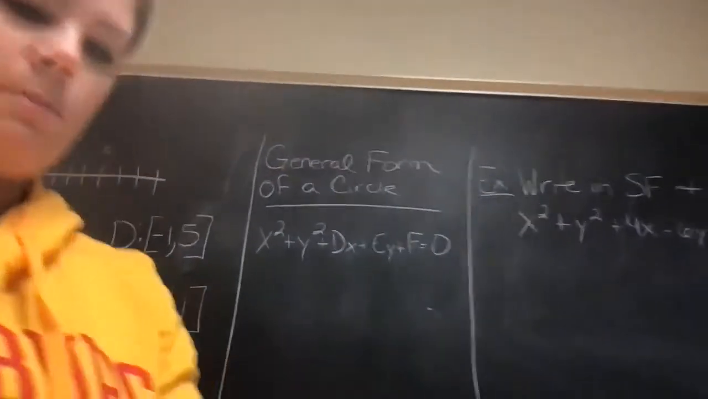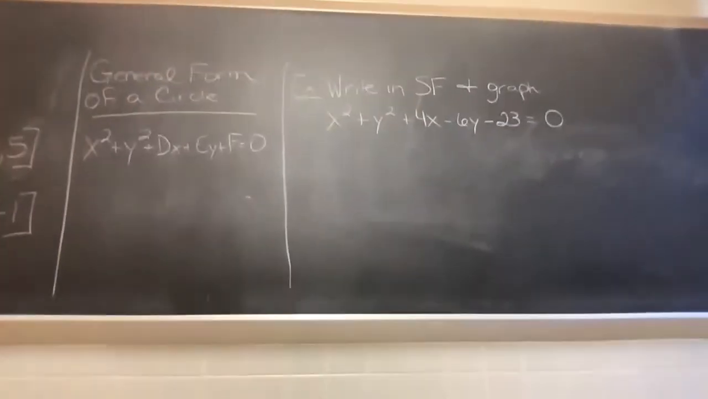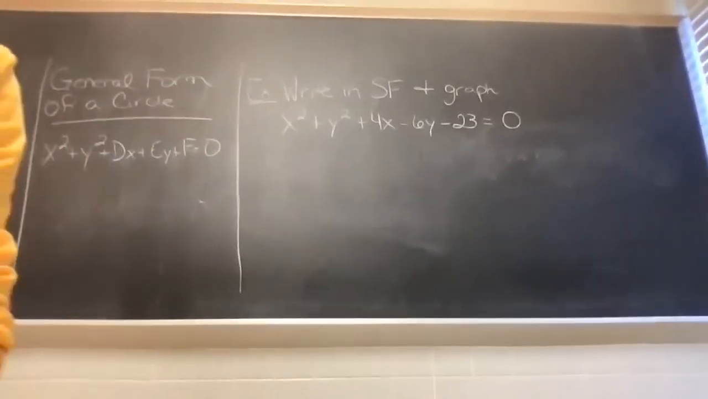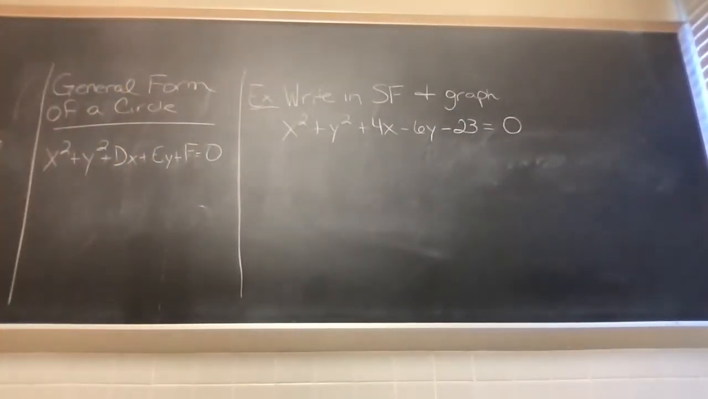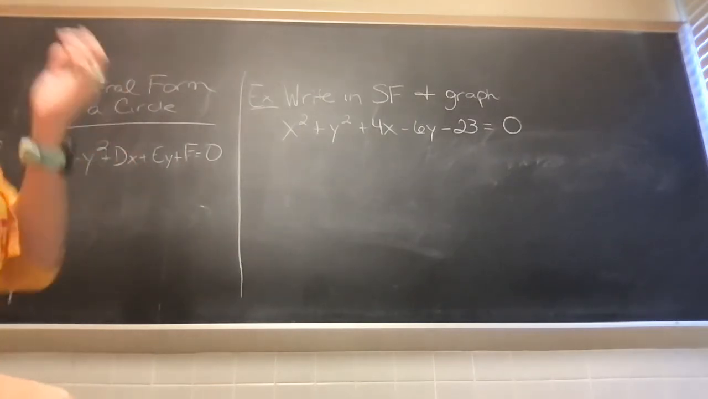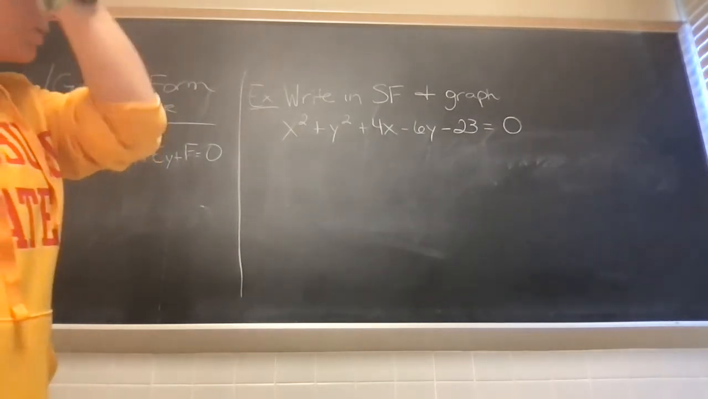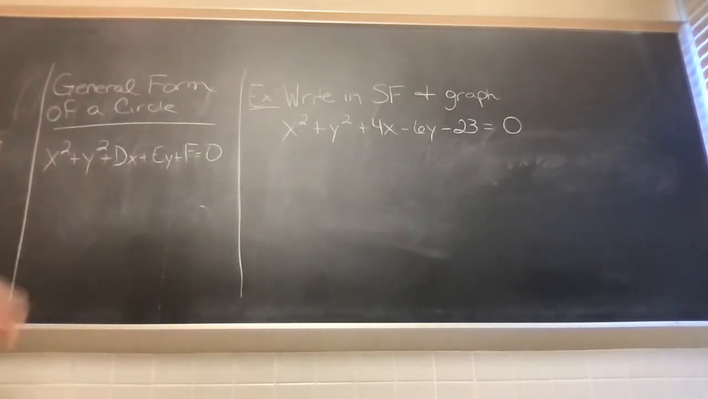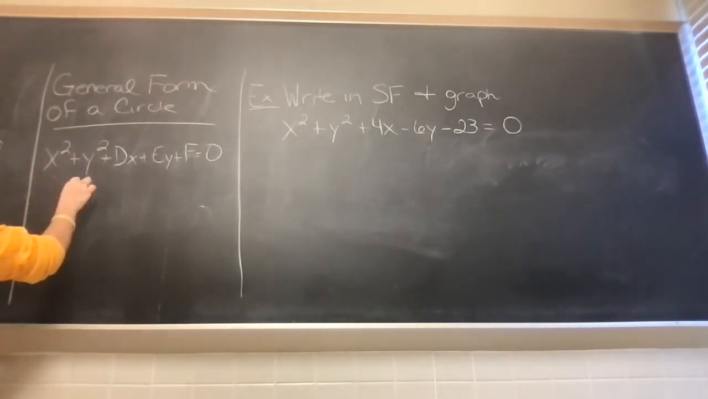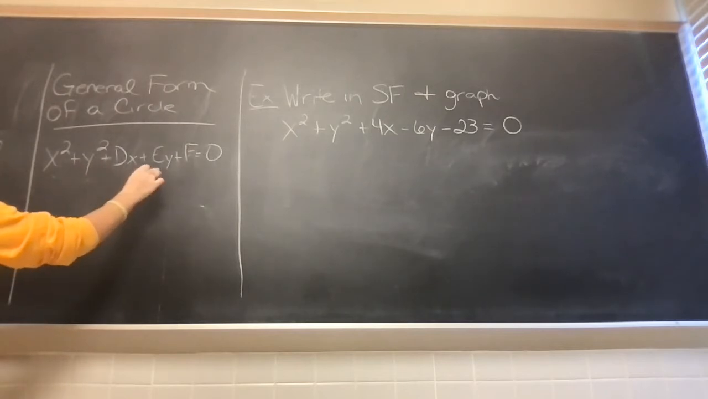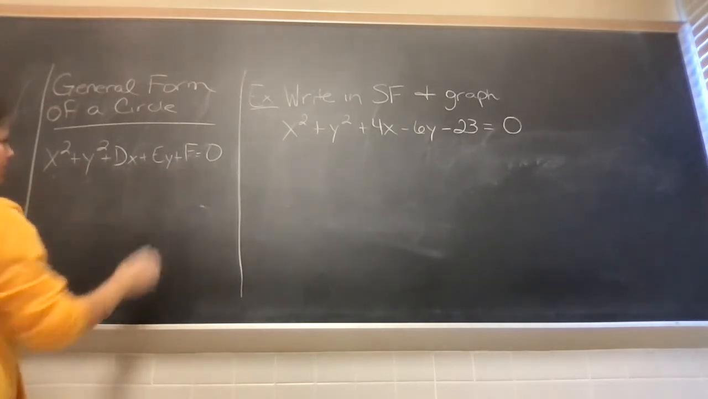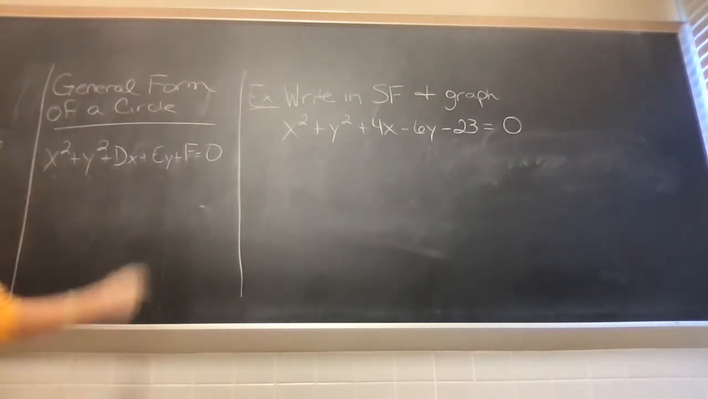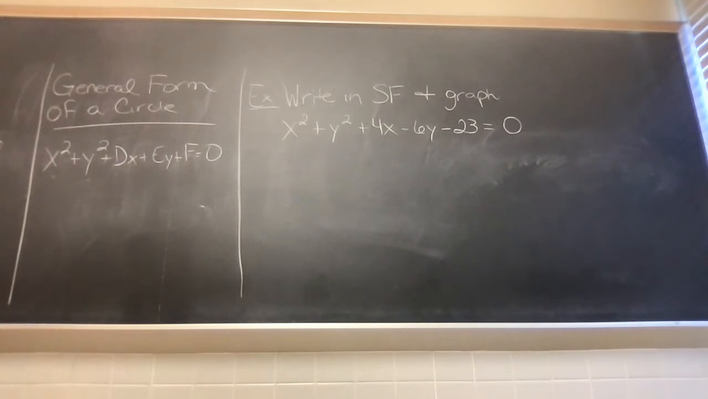So what about general form? General form of an equation, we don't usually use a lot. We've had general form of lines and of polynomials. And so now, of course, we're going to have a general form of our circle. So the general form of a circle, we have x squared plus y squared plus dx plus ey plus f equals 0, where d, e, and f are just constants.